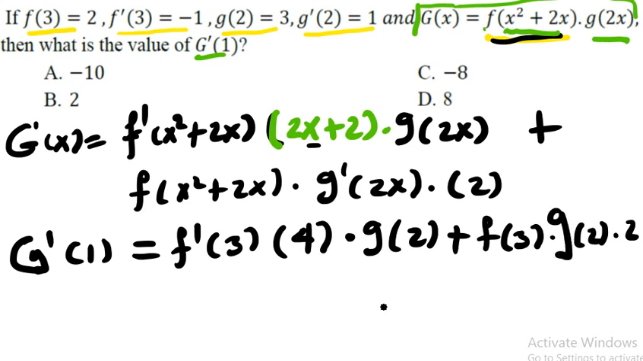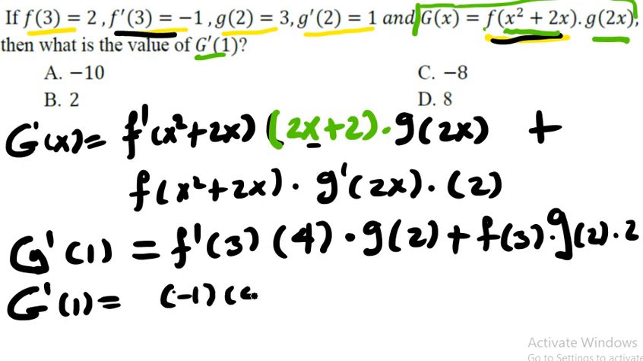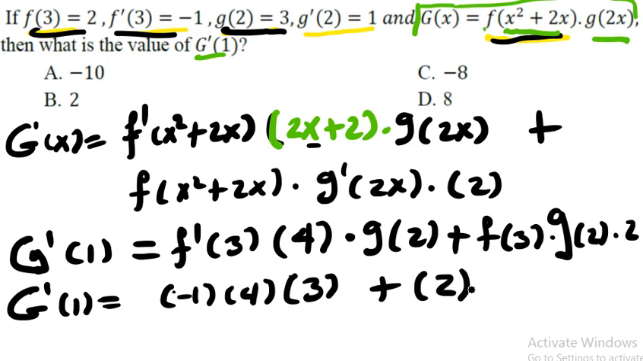This is g of. Therefore, g derivative at 1 will be f derivative at 3. Is that given? Yes. F derivative at 3, it's here, -1. So, -1 times 4 times, what about g of 2? G of 2 also given to you, here it is, that is 3 plus, and f of 3, it is 2, here it is, 2 times, again g of 2, g of 2 also it's 3, times 2.